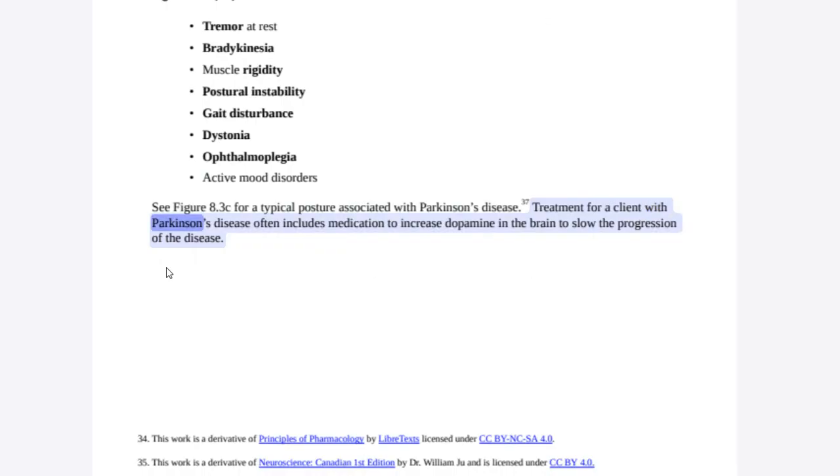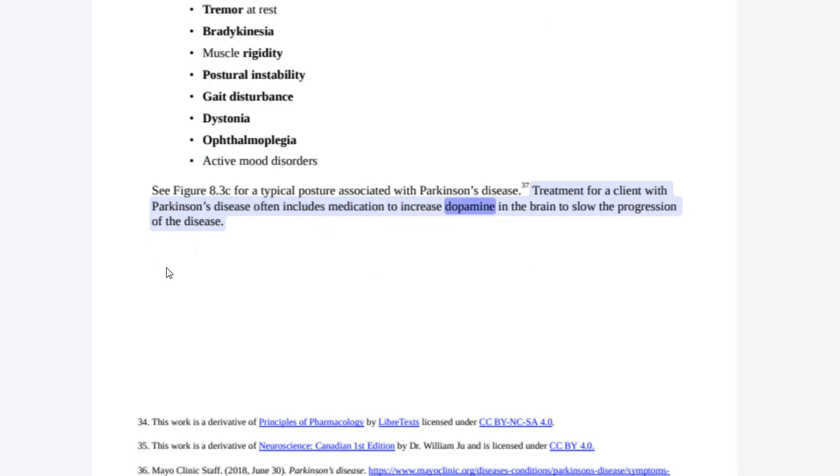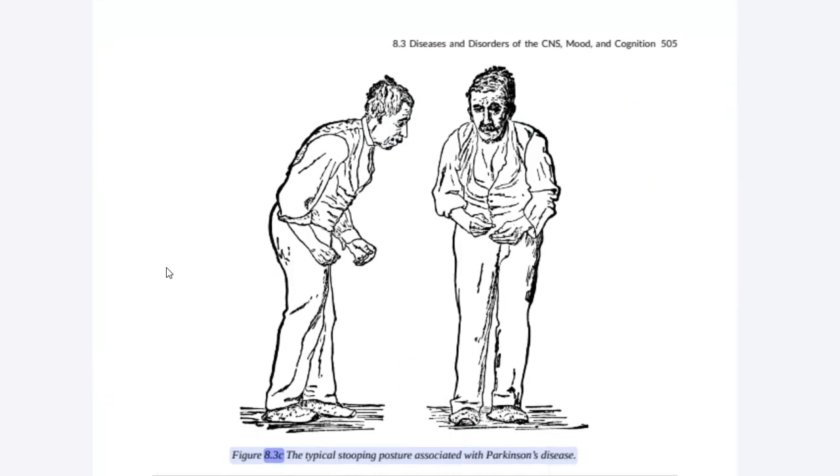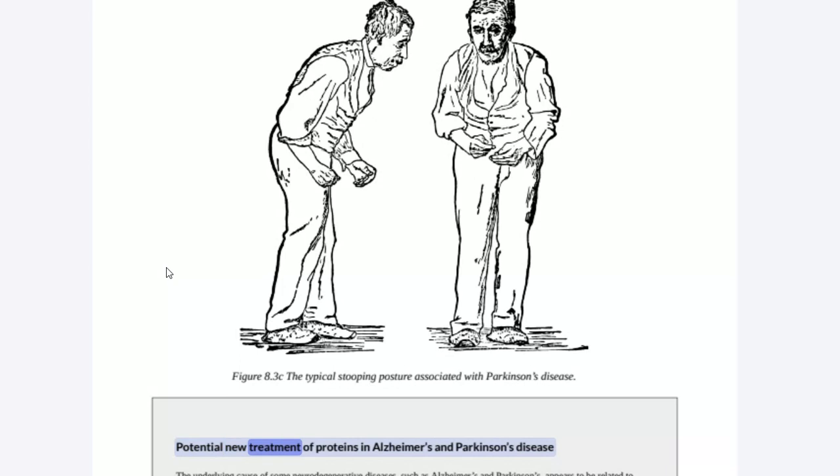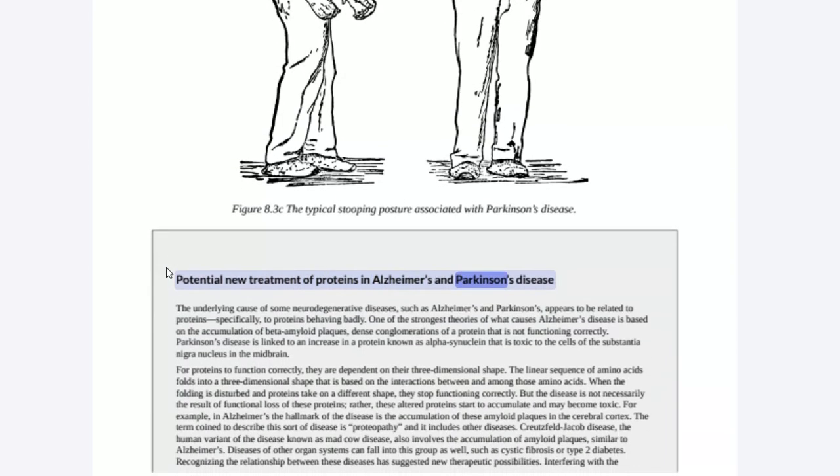Treatment for a client with Parkinson's disease often includes medication to increase dopamine in the brain to slow the progression of the disease. Figure 8.3c, the typical stooping posture associated with Parkinson's disease. Potential new treatment of proteins in Alzheimer's and Parkinson's disease.